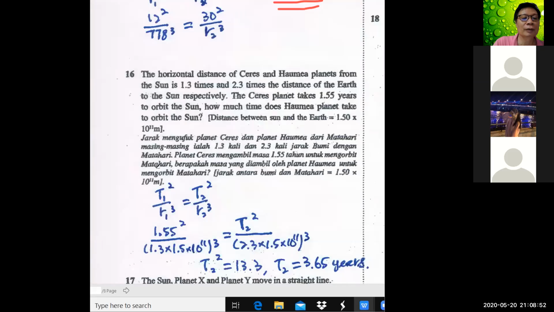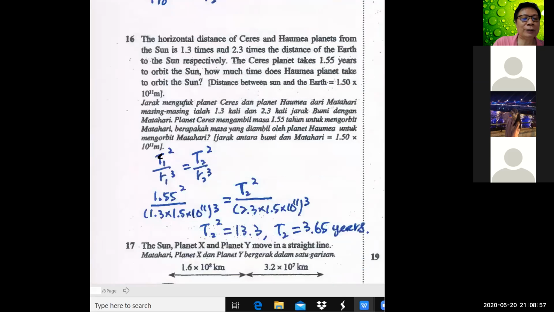Now you see, this side is for Ceres and this side is for Haumea, so you just substitute. This period is 1.55 years because it is given in the question, and this distance is 1.3 times the distance of the Earth from the sun. The Earth's distance from the sun, 1.511, is not given here, so 1.3 times this distance, keep the whole thing. Then for the other planet, you are asked to find the period. The distance is 2.3 times the distance of Earth from the sun. Use the calculator once again, you see all the power 3, power 3, power 2, a lot of big numbers, so press carefully, don't make mistakes. Your fingers must do it carefully. Then T squared you get 13.3, square root, you get 3.65 years.